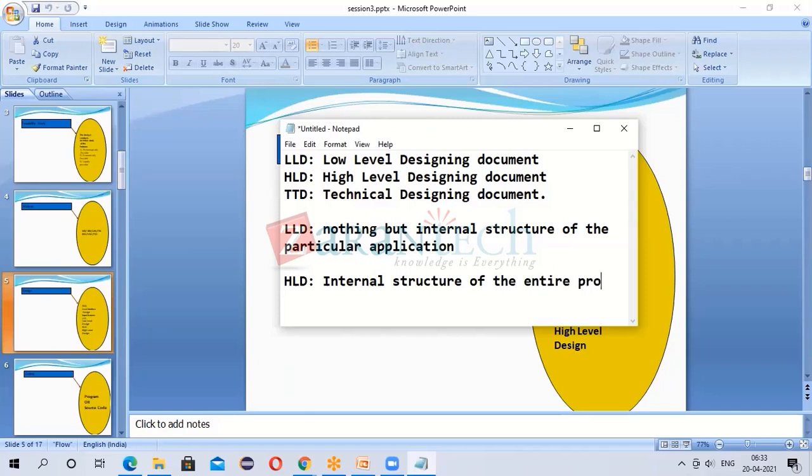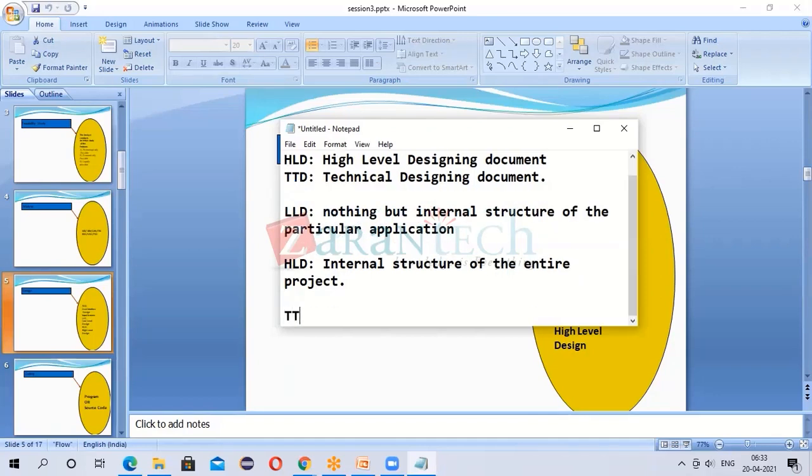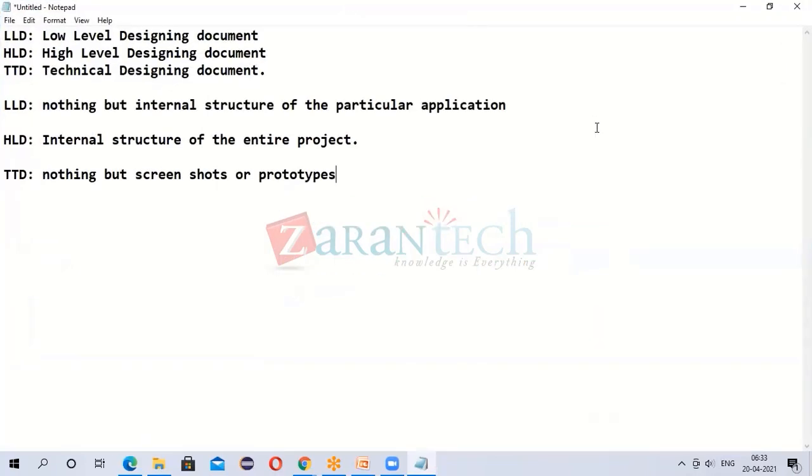It is nothing but the internal structure of the particular application. LLD is nothing but low-level designing document, HLD is nothing but a high-level designing document, TDD is nothing but technical designing document.